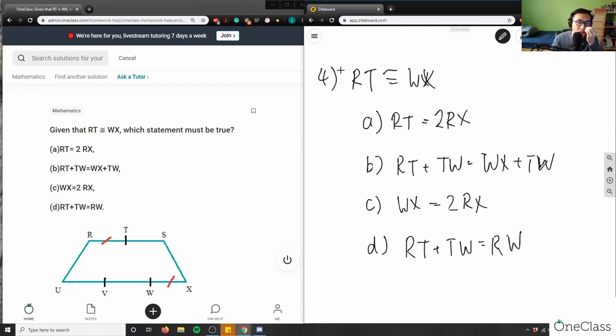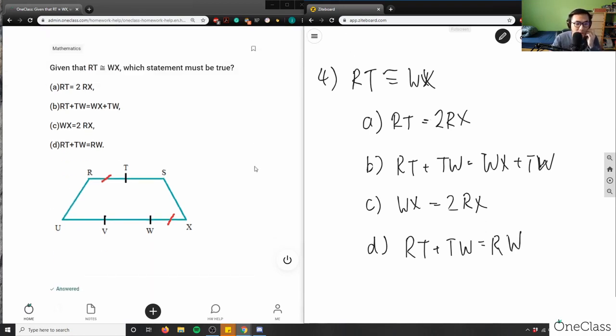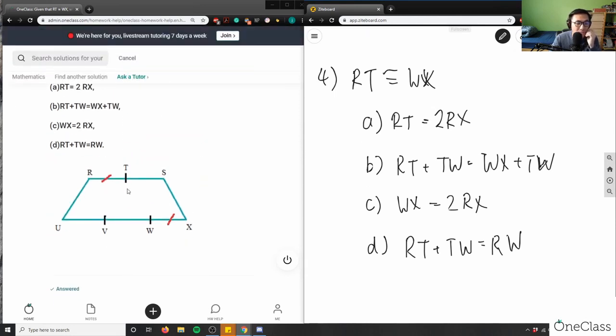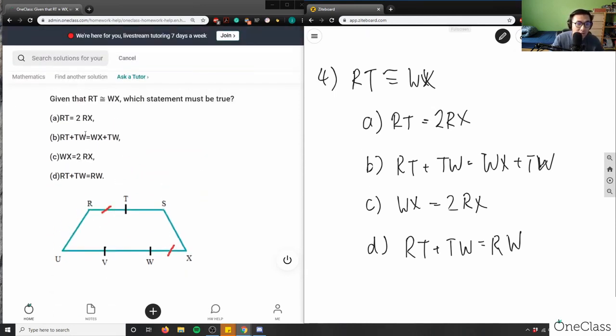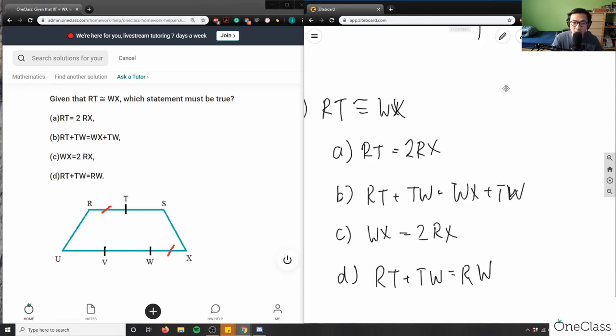So number 1 states that RT equals 2RX. So let's look at RT here. RT is here to here equals 2RX. So RX would be from this point to this point here. So let me just redraw this trapezoid actually.